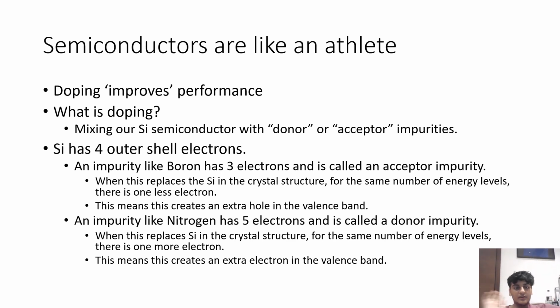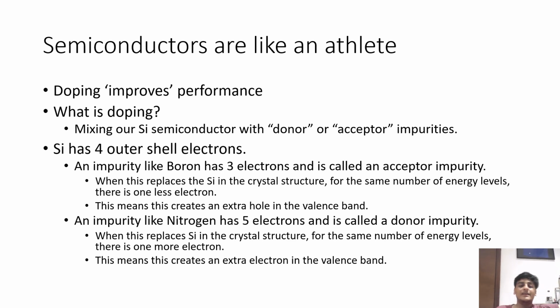But imagine you have a crystal full of silicon and you replace one of the silicons with a boron. What this means is that for the same number of energy levels that you had, now you have one less electron because the boron has only three electrons to fill, right? So now, if you had all your energy bands and everything the same, suddenly you have one less electron to fill. This means that in the valence band, you have created one extra hole because you have a vacant state that you have not filled. This is why boron is called an acceptor impurity, because it creates a hole, and a hole is an electron acceptor.